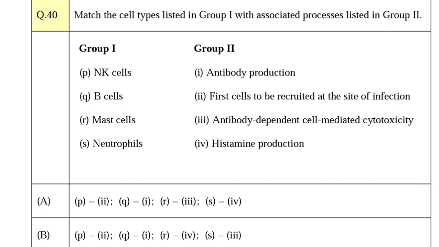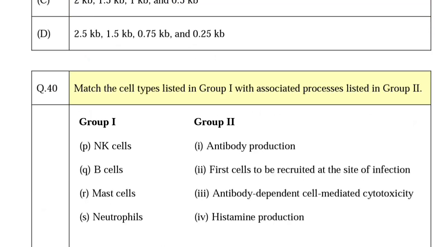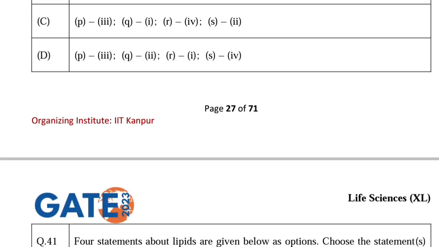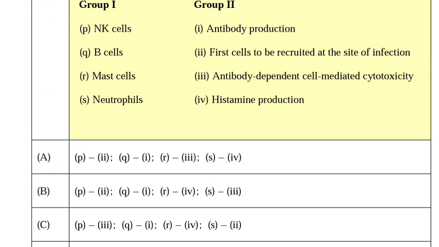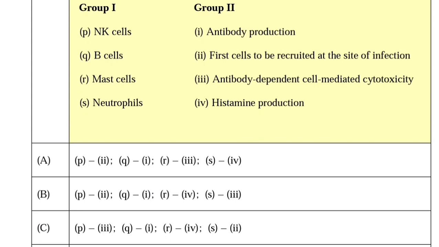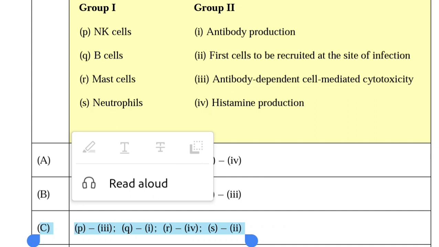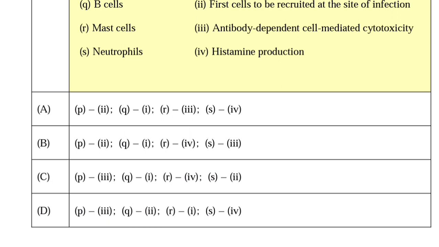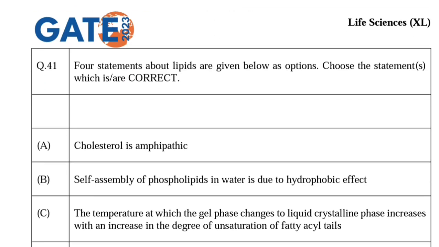Q.40. Match the cell types listed in Group 1 with associated processes listed in Group 2. Group 1, Group 2. P. NK cells, I. Antibody production. Q. B cells, II. First cells to be recruited at the site of infection. R. Mast cells, III. Antibody-dependent cell-mediated cytotoxicity. S. Neutrophils, IV. Histamine production. A. P, II, Q, I.